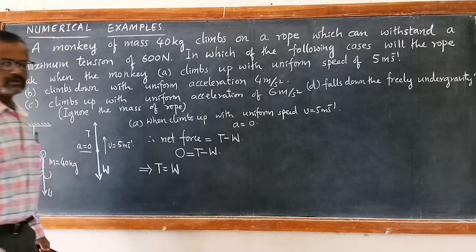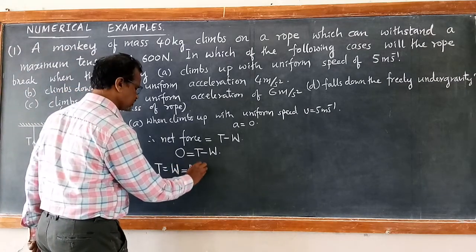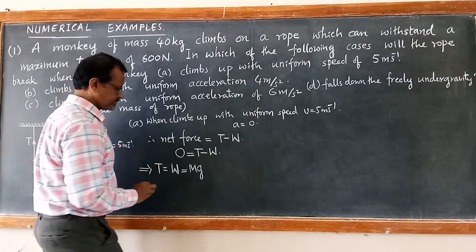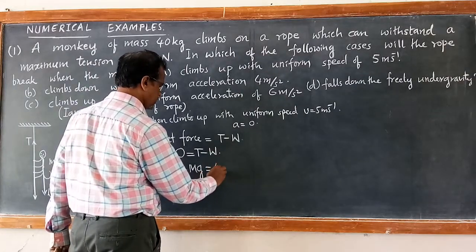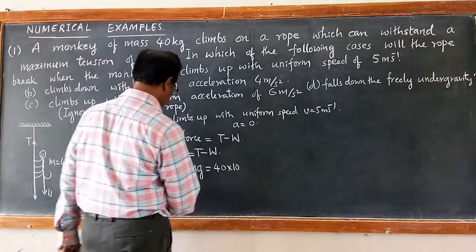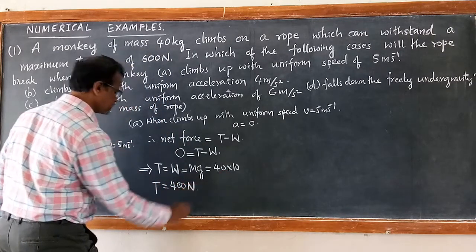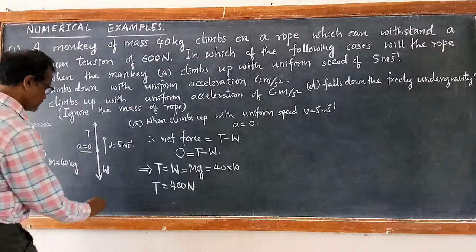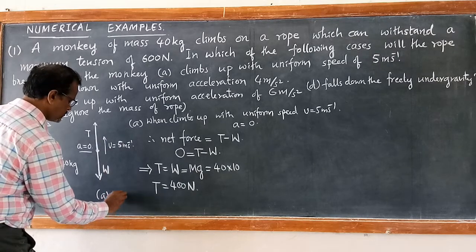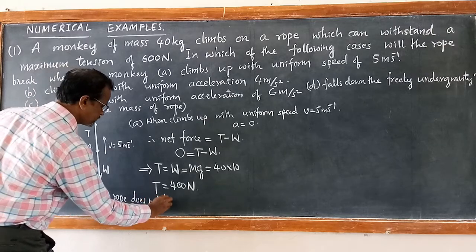Tension in the rope is equal to the weight of the monkey. Weight of the monkey is calculated as M into G. So let us take G as 10. The mass of the monkey is 40, and the acceleration due to gravity, if you take 10 meters per second square, then tension T becomes 400 Newton. So in the first case, the rope does not break.